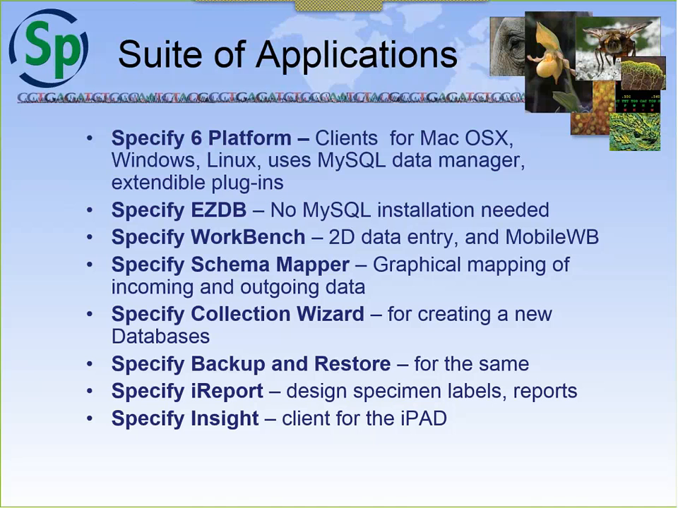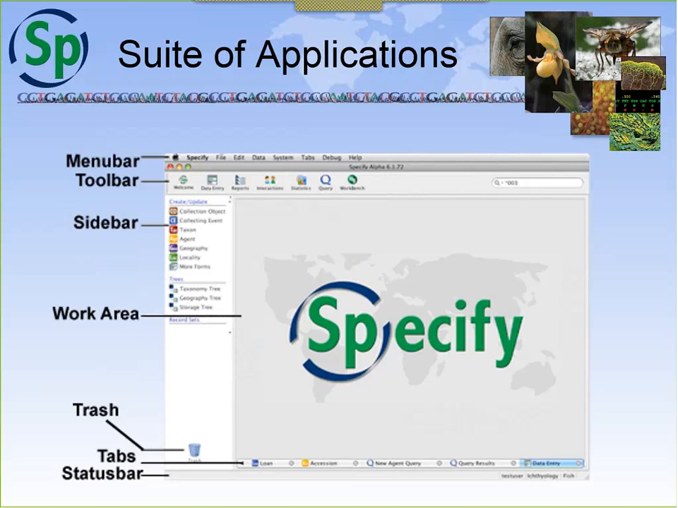So everybody can customize their own mapping for that. We've got a collection wizard, which sets up the databases and puts some data in them for initial digitization, and then a couple other utilities you can see there. I'll talk about Specify Insight in a minute.